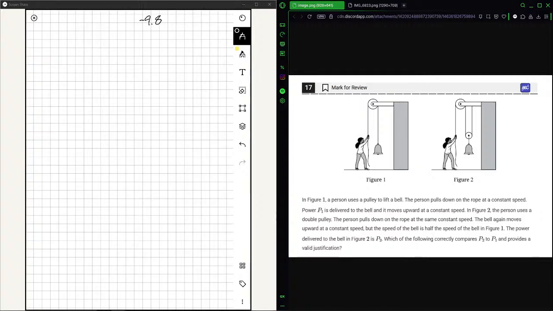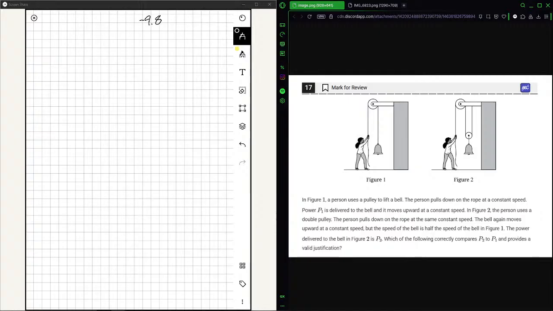So which correctly compares the powers? Okay, so is the pulley being pulled upwards? Is that what it's saying? Let me read it again. It uses a pulley to lift a bell. So you're pulling the rope downwards, but the bell's going upwards. It moves upward at a constant speed.